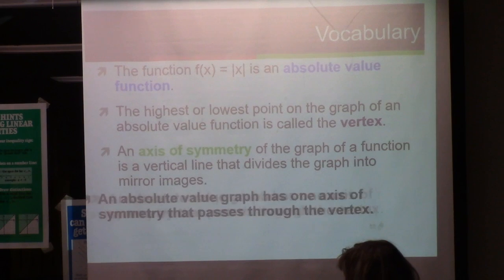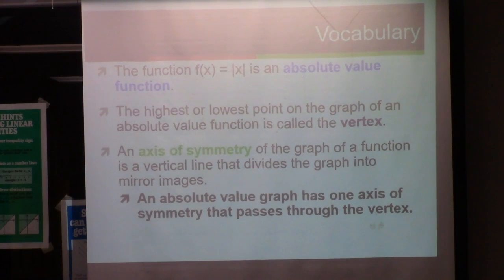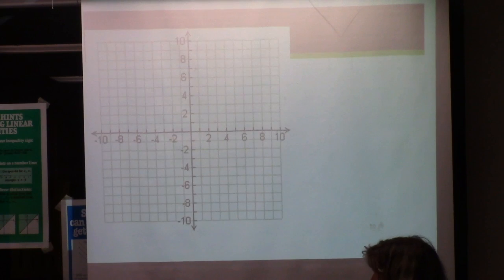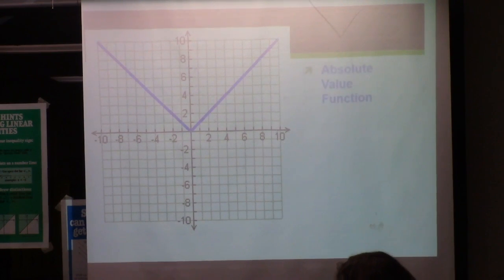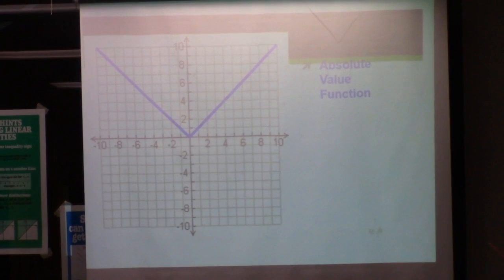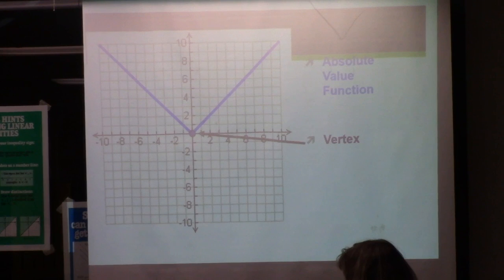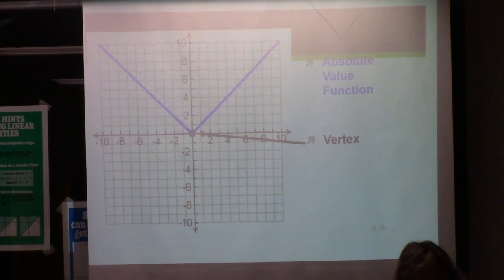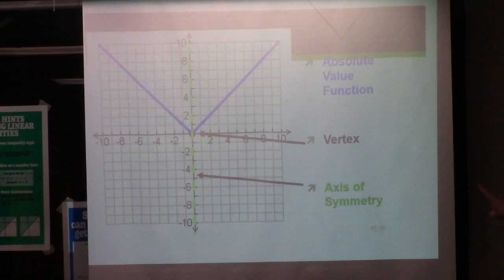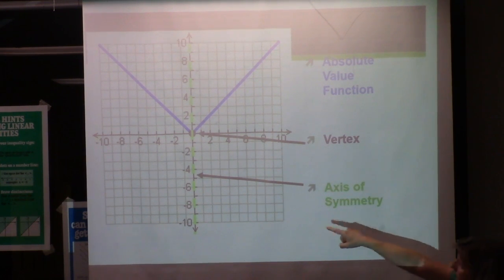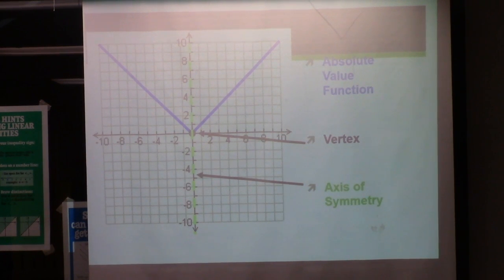Okay, so an absolute value graph has one axis of symmetry that passes through the vertex. These absolute value functions are in the shape of a V. And the vertex is either going to be at the top or the bottom. In this case, it's at the bottom. The axis of symmetry is that green line that runs through there, that vertical green line that divides that graph into mirror images of each other. So it's a reflection across that line. So you have your vertex and you have your axis of symmetry.